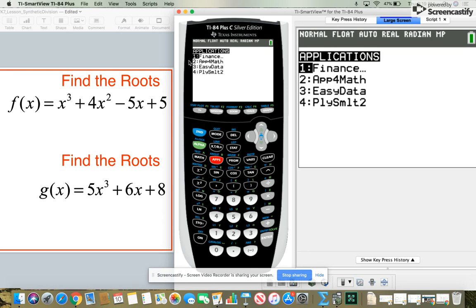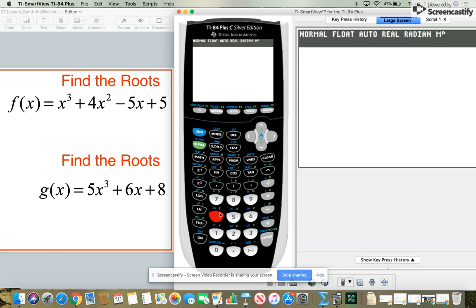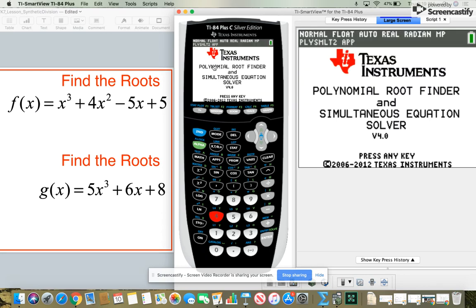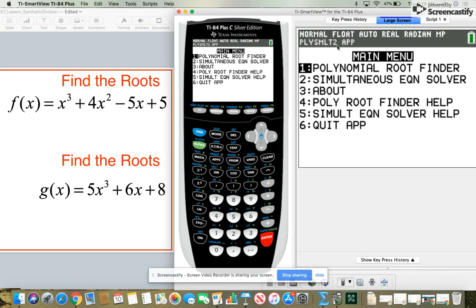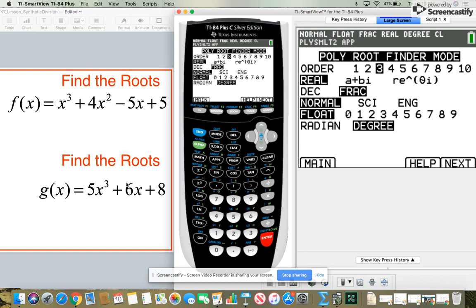After that little side note, I want to hit number 4, which will bring me to Polysmelt. It's the polynomial root finder and equation solver. Here it says press any key, so I just like to hit enter. I'm going with the root finder, so I'll hit enter again. The degree of my polynomial is cubed, so the order is 3. You'll notice that my order goes all the way up to 10 and all the way down to 1, so this will also solve quadratic equations, which is just something to keep in mind.